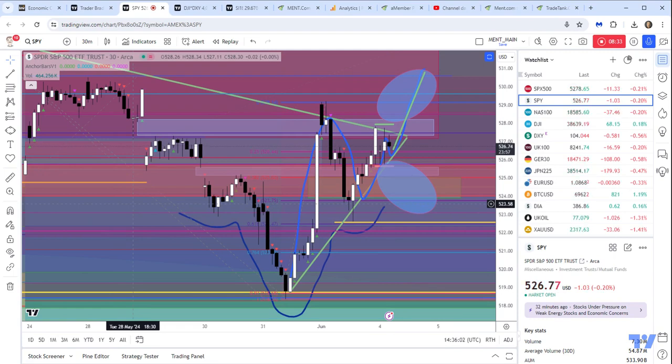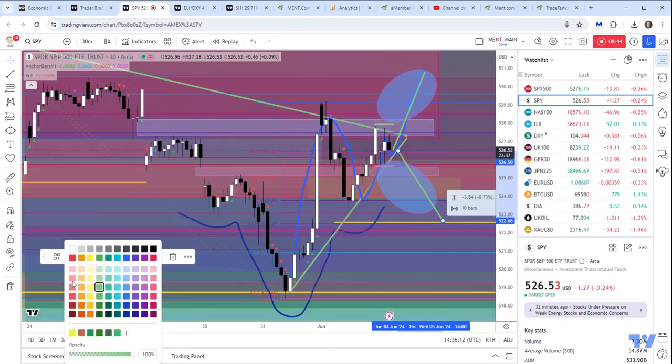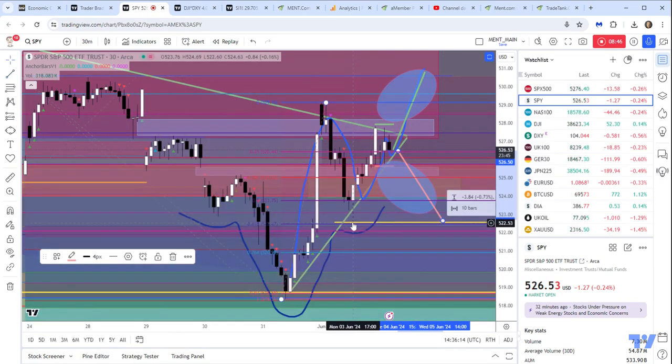So now if I'm wrong, what would we be looking at? Well, if I'm wrong, then we're going to see this break down. Remember A and B, and it's going to come right down here to 522. How can I be sure of that? Because that's the most recent standout low. It's a deeper standout low on this 30-minute chart.